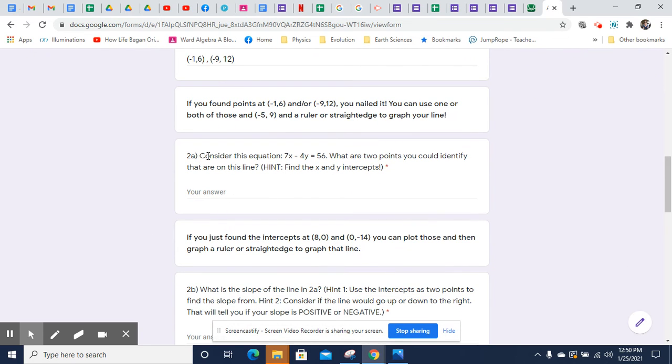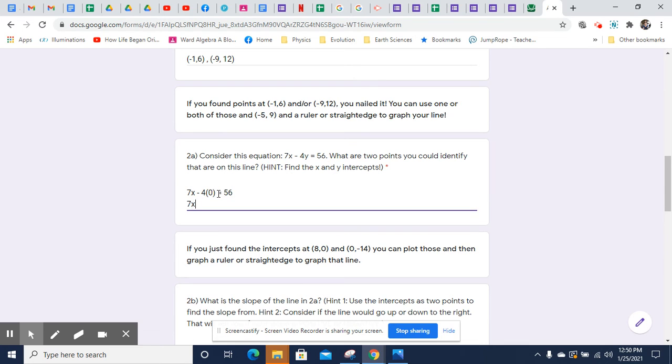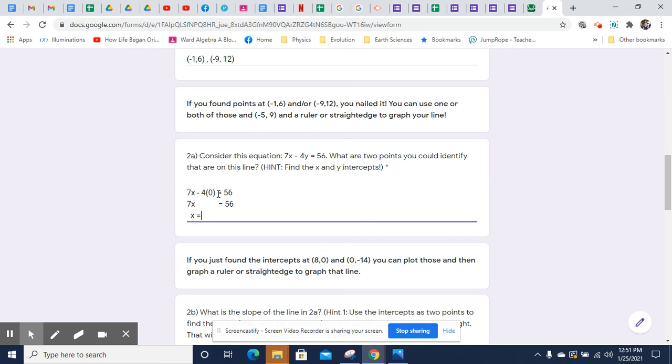So let's consider the next line. Consider the equation 7x minus 4y equals 56. What are 2 points that are definitely on this line? Okay. So one of those points is going to be, well, here's what we do. Let's find the x-intercept. 7x minus 4 times 0 equals 56. Why 0? Because when you're on the x-axis, y is 0. So we don't care about minus 4 times 0. That just becomes 7x equals 56.